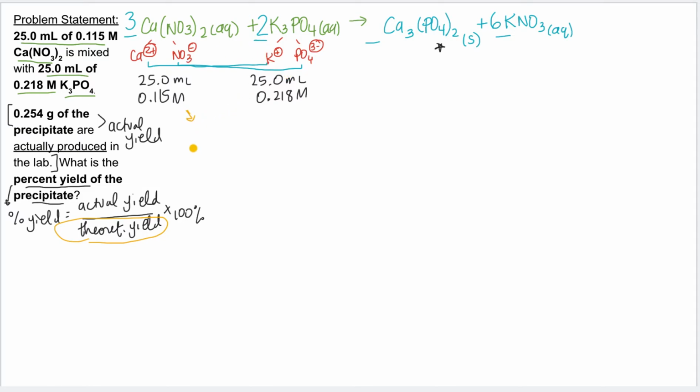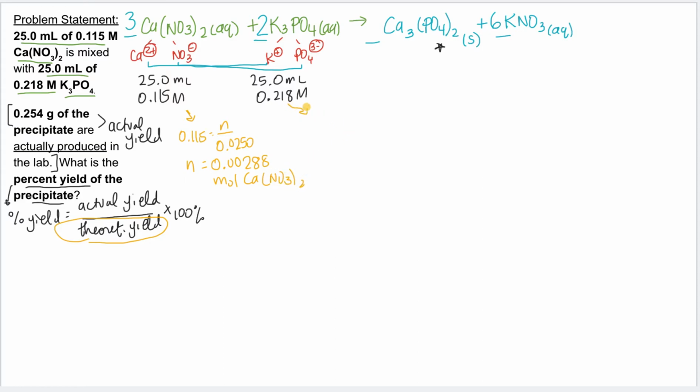So if we want to find the moles of calcium nitrate, we're going to have to take the molarity. To solve for the moles, we'd have to convert the milliliters to liters. So we're dealing with 0.0250 as our volume. We multiply those two numbers together. So I'm going to take the 0.115 and multiply it by the 0.0250. And we're going to end up with 0.00288, rounding to 3 sig figs, moles of calcium nitrate.